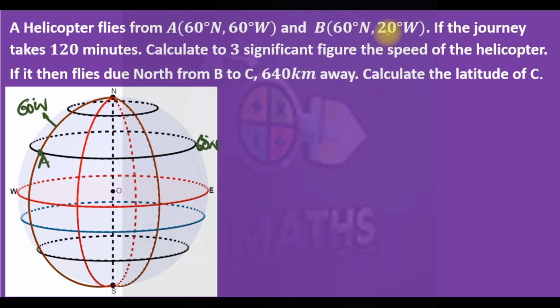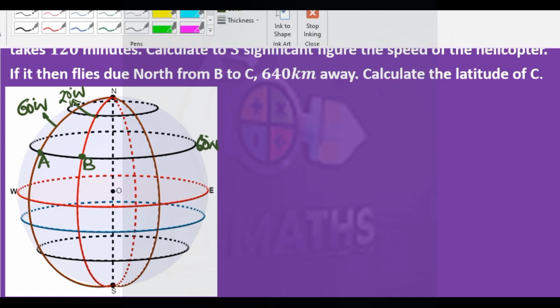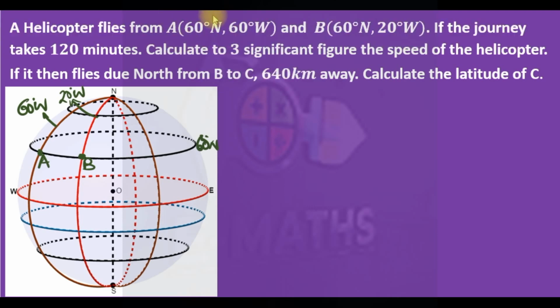B is 60 north, 20 west. So let me take this as 20, because 20 is less than 60. So this is my 20 west. My aim is to find the speed. We know that speed is distance over time, and we are to find it.